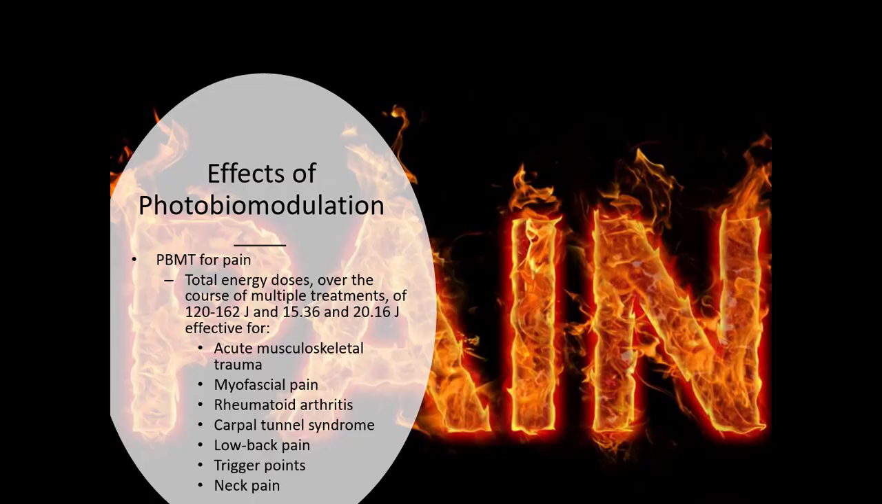Additional effects of photobiomodulation. Photobiomodulation can be utilized to help treat pain. The total energy doses over the course of multiple treatments of 120 to 162 joules and 15.36 to 20.16 joules are effective for acute musculoskeletal trauma, myofascial pain, rheumatoid arthritis, carpal tunnel syndrome, low back pain, trigger points, and even treating neck pain.